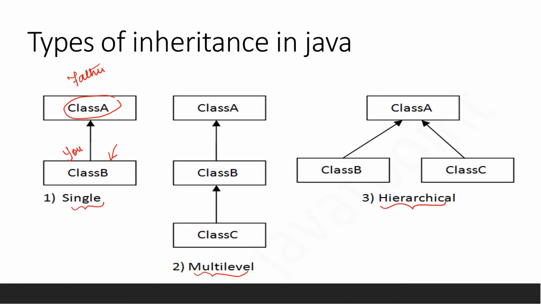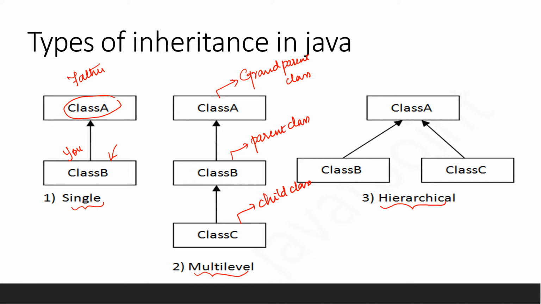And coming on to multi-level inheritance, see here, class B is inherited from class A. So class B is the child class of class A, where class A is the parent class, and class C is inherited from class B. So class C is the child of class B and grandchild of class A. Okay, so this is the grandparent class. I'm saying this for your reference, and this is the parent class, and this is the child class.